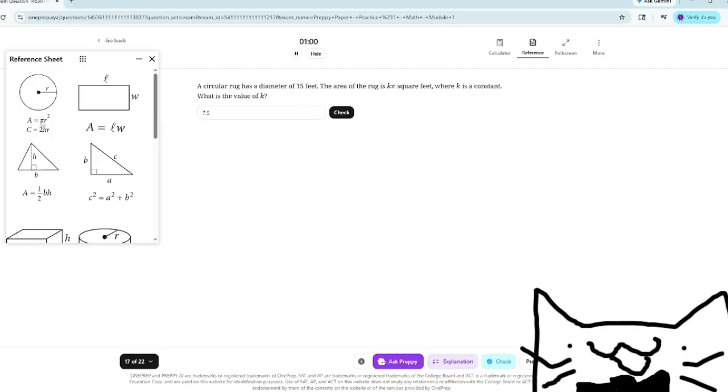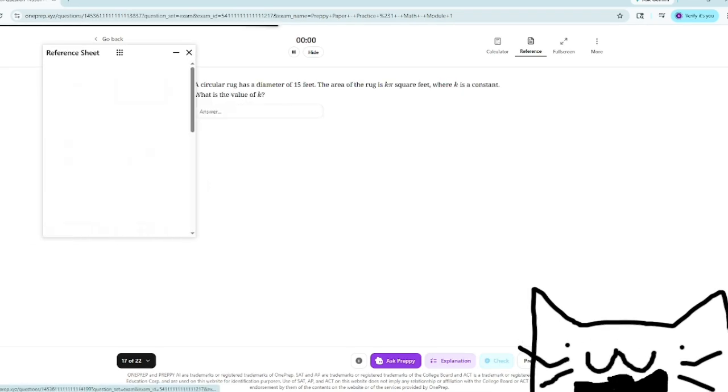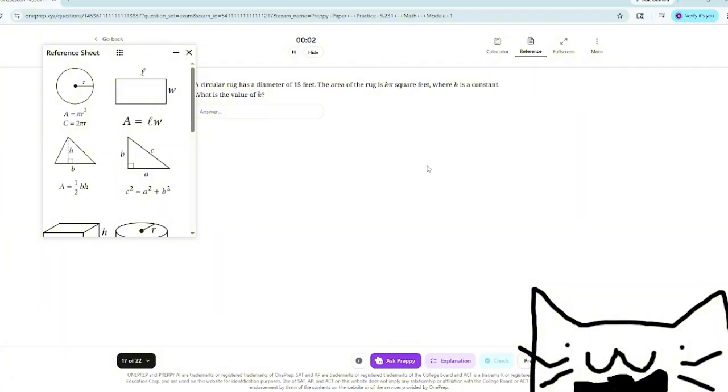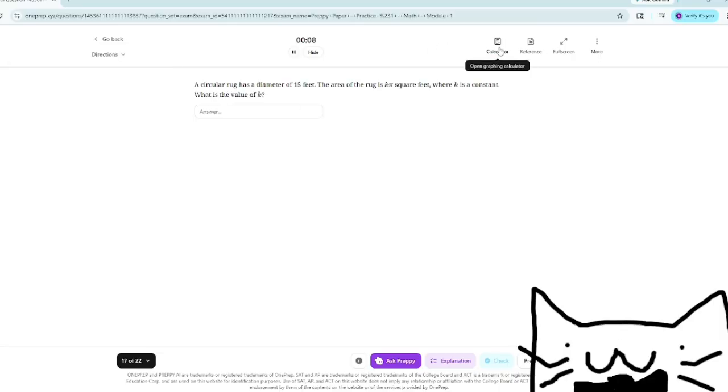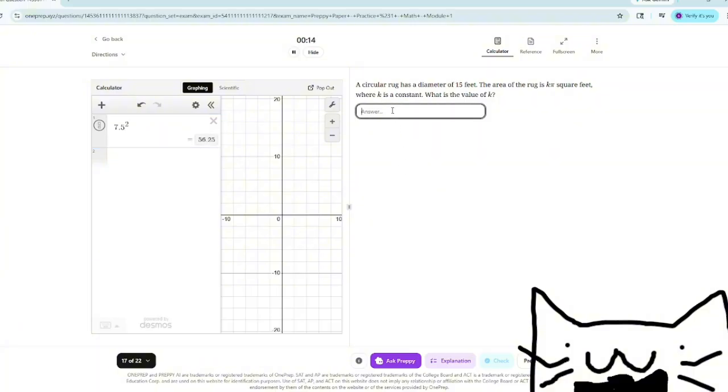If we want to go back to the original and find the radius, then you'd have to take the square root of 7.5. But the value of k is 7.5 because it's just half of 15. Wait, did I do that right? I really don't think it's 7.5. Oh wait, yeah, we have to square it. My bad. So square it. Boom, that's your answer.